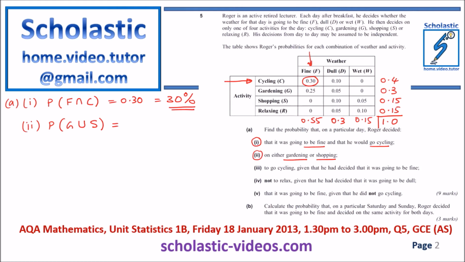So what is the probability for gardening? This is the gardening row. It's 0.3. And then the shopping row is 0.15. So 0.3 plus 0.15 is the probability of either gardening or shopping, which can be written as 45%. That is part 2 of the question.